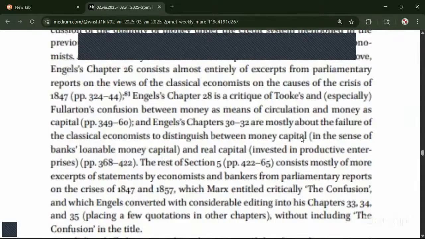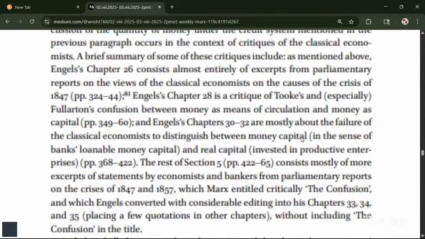The rest of Section 5, that is 422 to 465, consists mostly of more excerpts of statements by economists and bankers from parliamentary reports on the crises of 1847 and 1857, which Marx entitled critically, "The Confusion," and which Engels converted with considerable editing into his chapters 33, 34, and 35, placing a few quotations in other chapters without including "The Confusion" in the title.